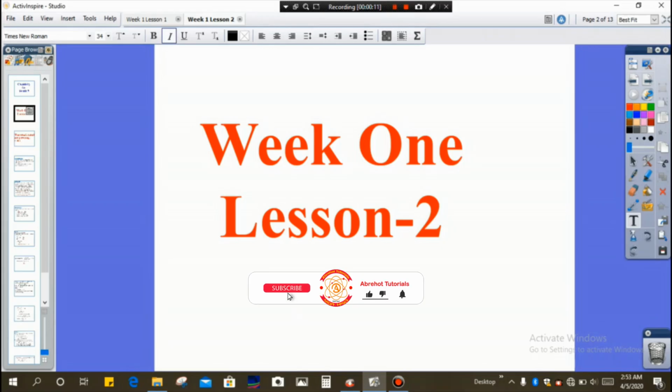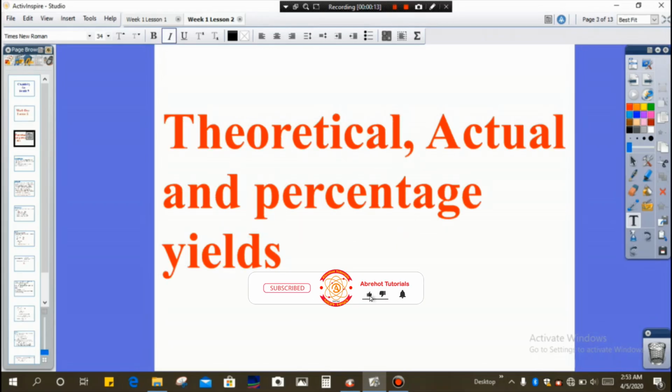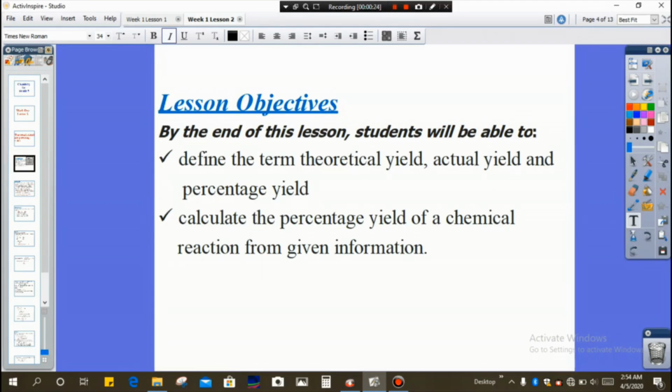Hello students, the topic of today's lesson is theoretical, actual and percentage yields. After completing this lesson, you will be able to define terms like theoretical yield, actual yield and percentage yield, and calculate the percentage yield of a chemical reaction from given information.